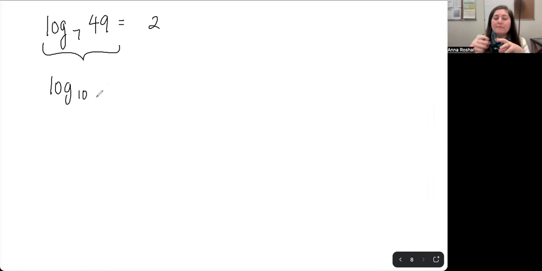Log base 10, it's a base 10 system. We know that it's 10 to the whatever power, and that power tells me how many zeros I have. So this is kind of like what we're working on here. We're going to take log base 10 of 49.